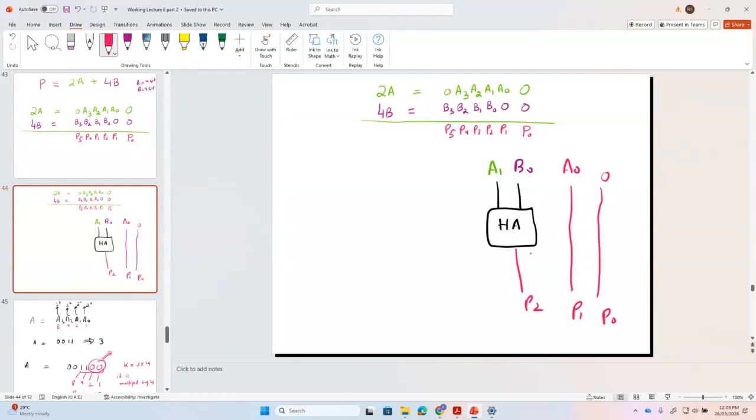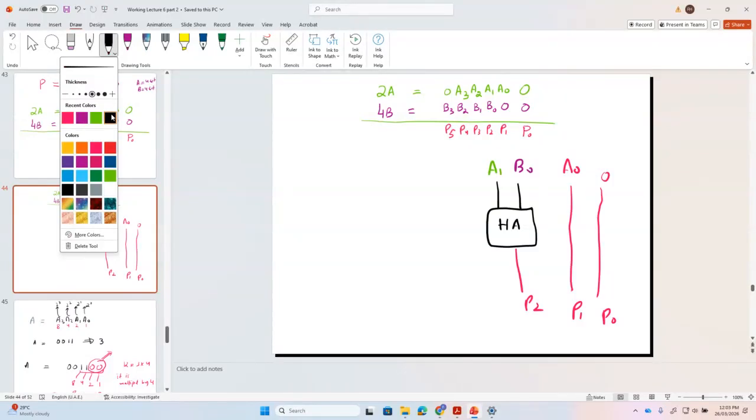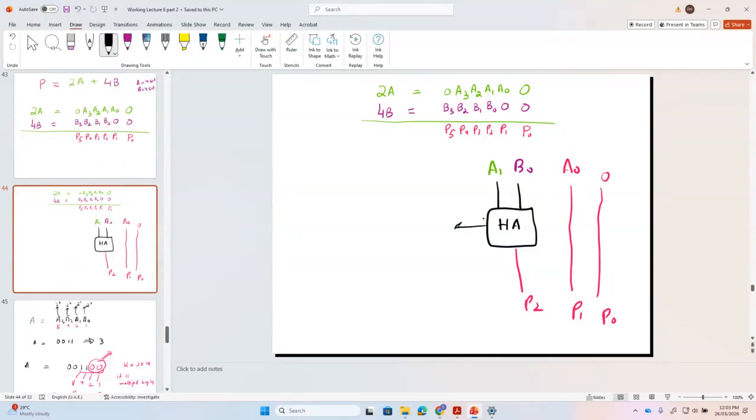Since this is a half adder, it will produce a carry, and where will it go? Where did it go? Cn, the carry in for the full adder. And now we have this full adder. What should be the input to this full adder?